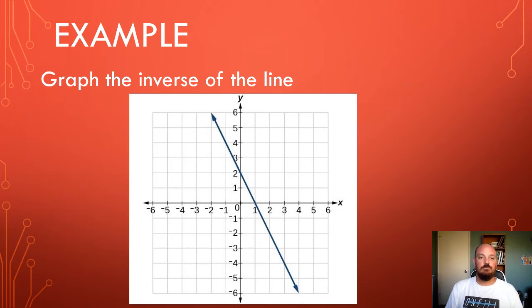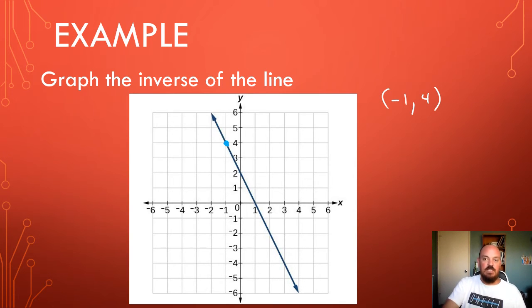Here we have a line, and for our example, we want to graph the inverse of the line. So what I want to do for this one, I want to try and find a couple of points that are very clearly on the line. And again, I'm just going to pick one. I'm going to start with this point right here. That light blue point I just highlighted. That's one where I can see it definitely is on the line, and it crosses right at a whole number. So that looks like it's the point negative 1 comma 4.